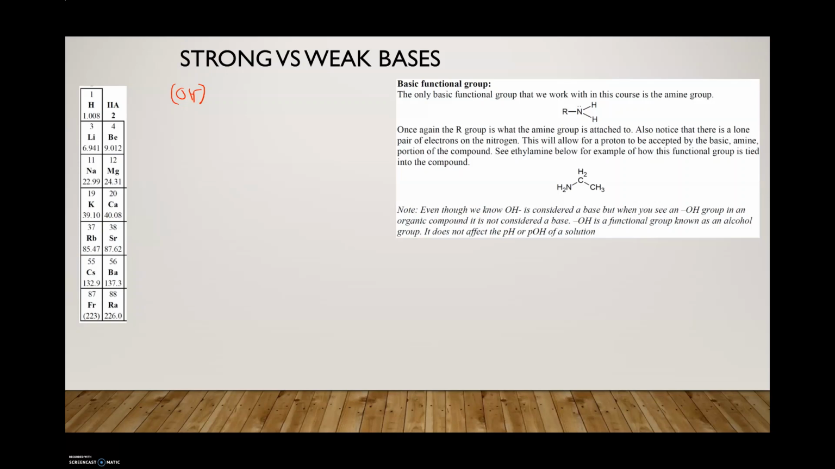So we look at the periodic table. This is 1A, and then this is 2A here. With 1A, you're going to have the elements lithium through cesium, and then in 2A, you're going to have calcium through barium. And so that's 1, 2, 3, 4, 5, 6, 7, 8. This makes your 8 strong bases.